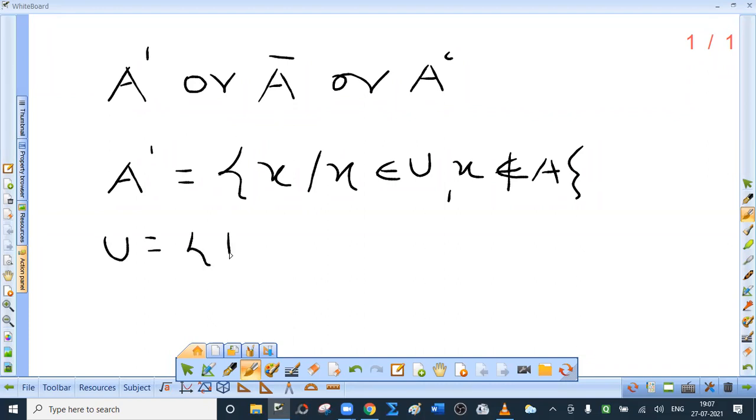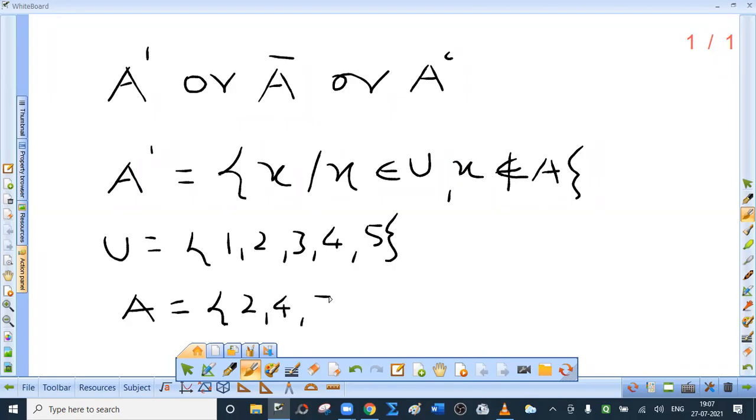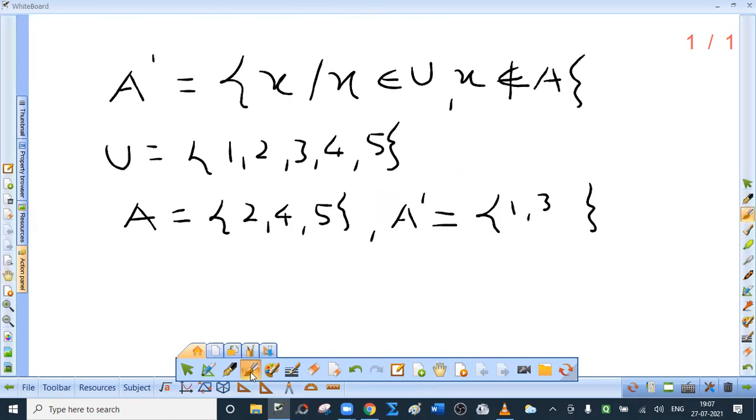Suppose U is 1, 2, 3, 4, 5. A is 2, 4, 5. So what will be A dash? A dash will be the elements which are in U but not in A. So I have to include 1. I cannot include 2. I have to include 3. That's it. Right? Suppose set B is 4, 5, 6.